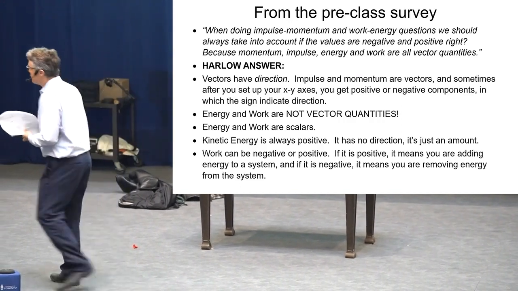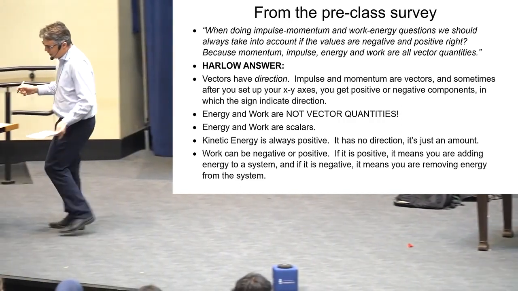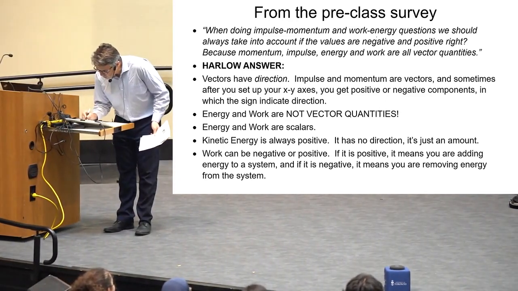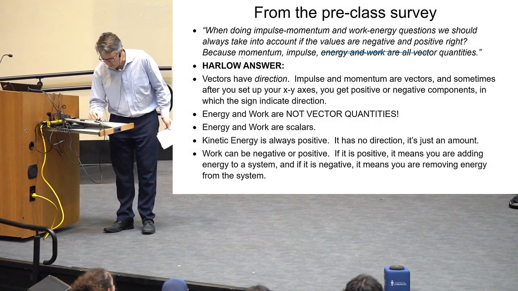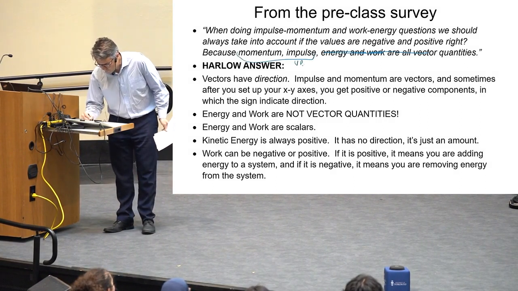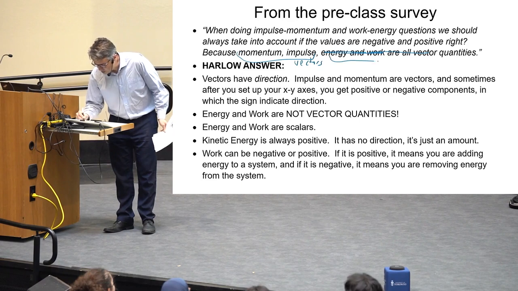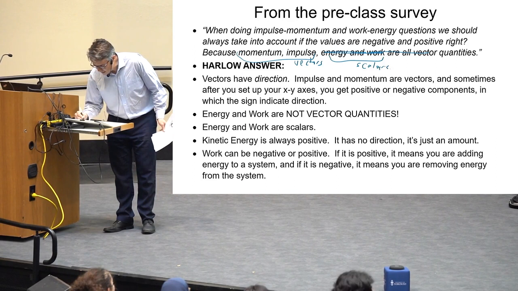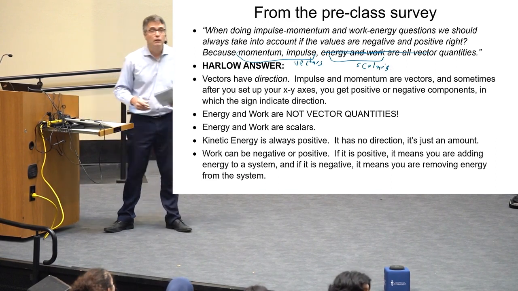So the first part of this question is correct, and the second part I don't like. Energy and work are not vector quantities, is what I'm trying to say. These are vectors. And energy and work are scalars. You don't have to take direction into account for a scalar. Okay.